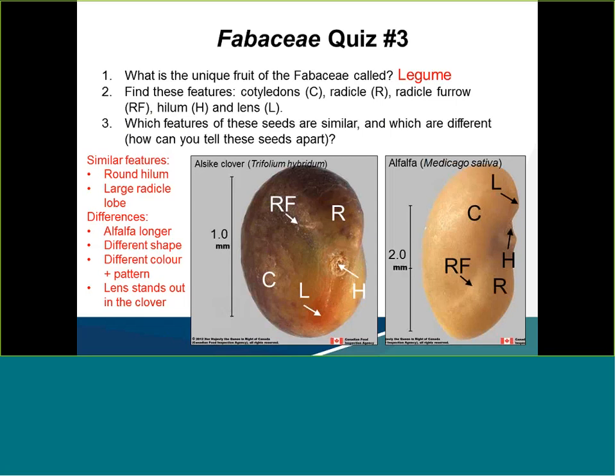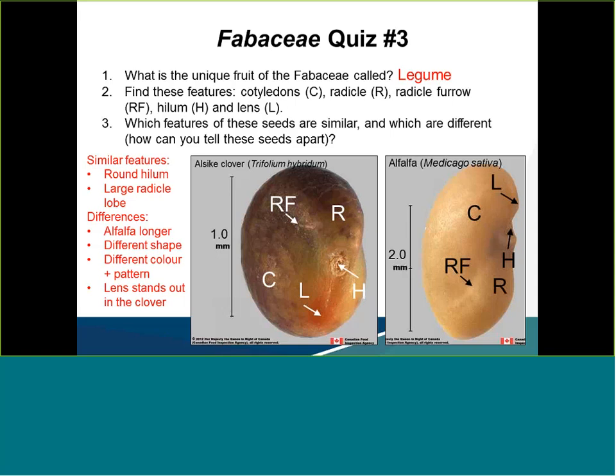Answers. All right, the unique fruit of the Fabaceae is called the legume, a fruit that normally splits on two ends. Some of them are single-seeded and don't split. Some of them split crosswise, but by far the vast majority are split along two sides, thus releasing the naked seeds onto the ground.